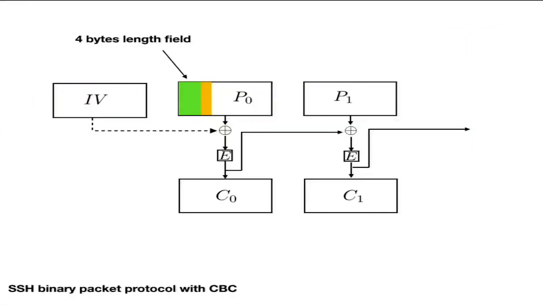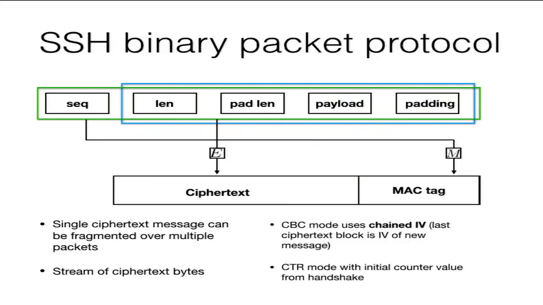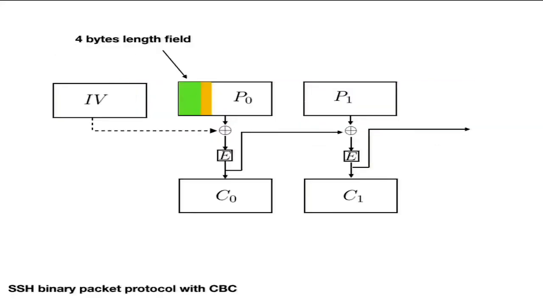So let's look at that. We have our IV here for CBC. Our first plain text block, as you can see here, that will be the length and the padding. So the first 4 bytes will be the length. The next byte will be the amount of padding. It will be the first block.